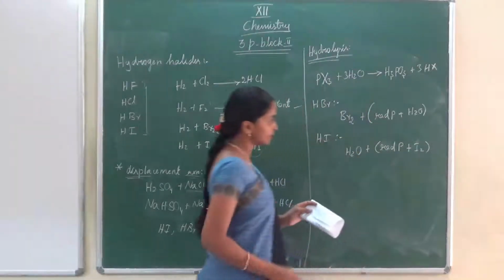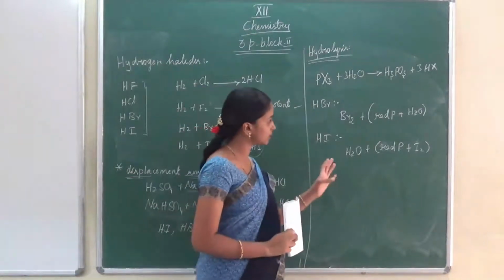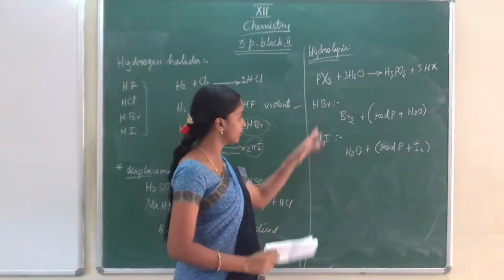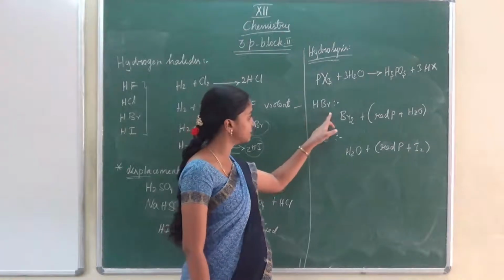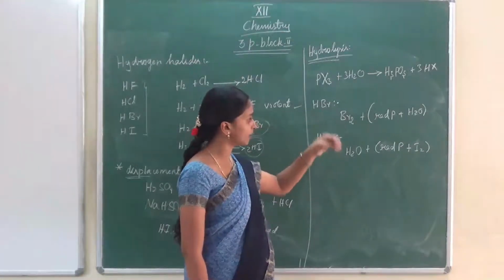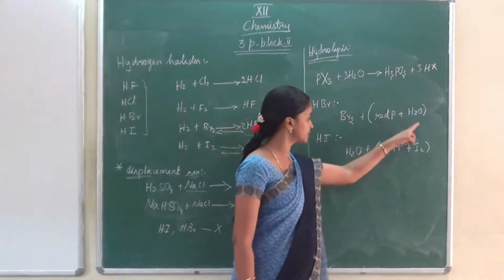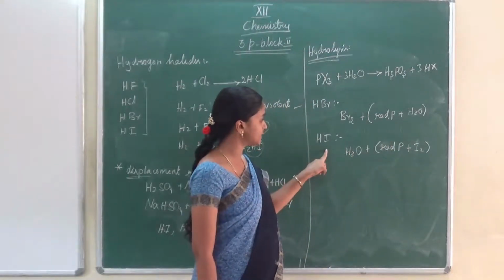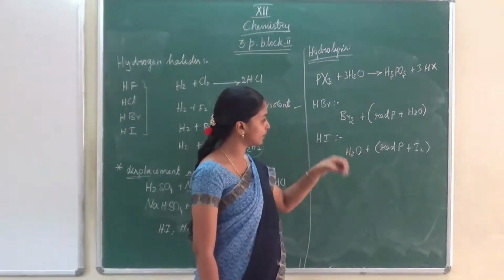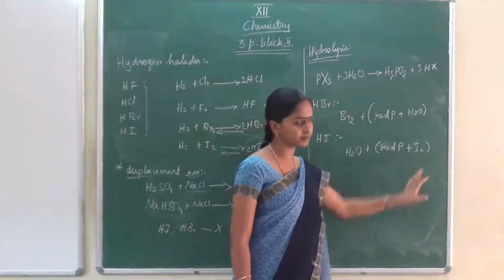Will you remember the composition? How do we have to take it? To prepare hydrogen bromide, we have to add bromine dropwise to the mixture of red phosphorus and water. To prepare hydrogen iodide, we have to add water dropwise to the mixture of red phosphorus and iodine.